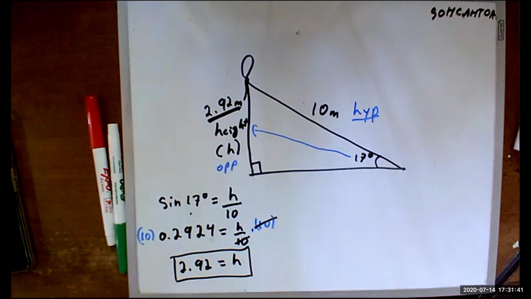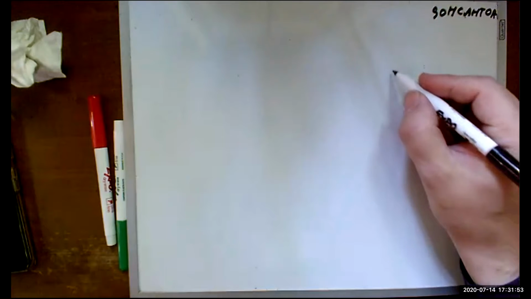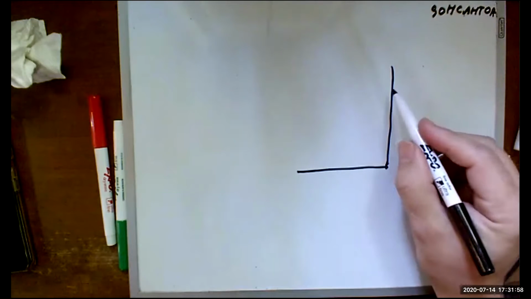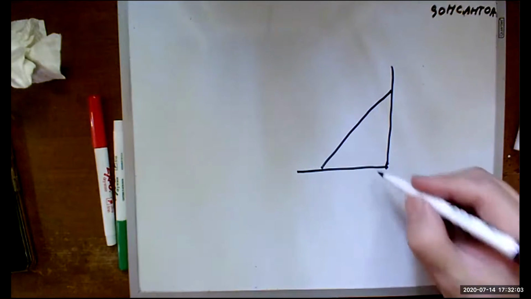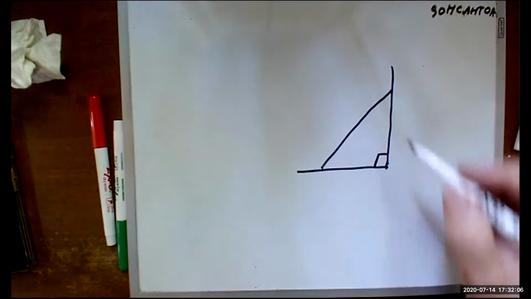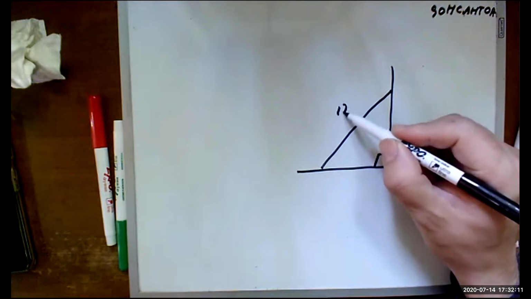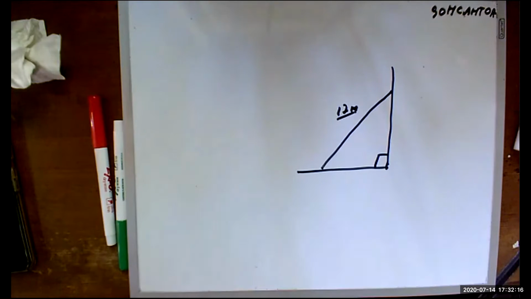Let's do another quick example. We have a wall, and somebody's come along and they've leaned a ladder up against that wall. And we happen to know that the length of the ladder is 12 meters. But we want to know how high up on the wall it has actually gotten to.